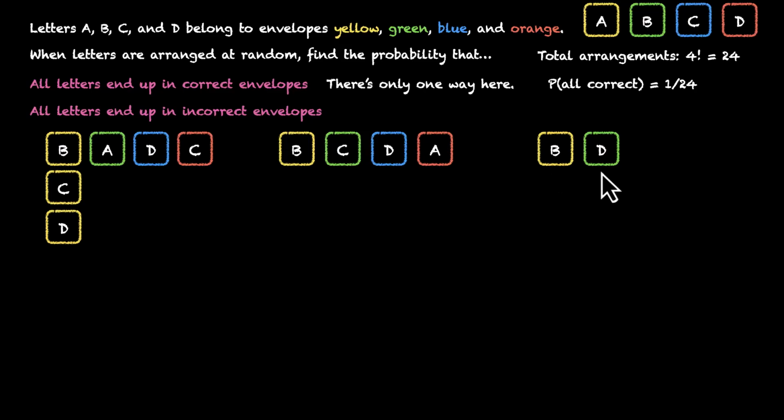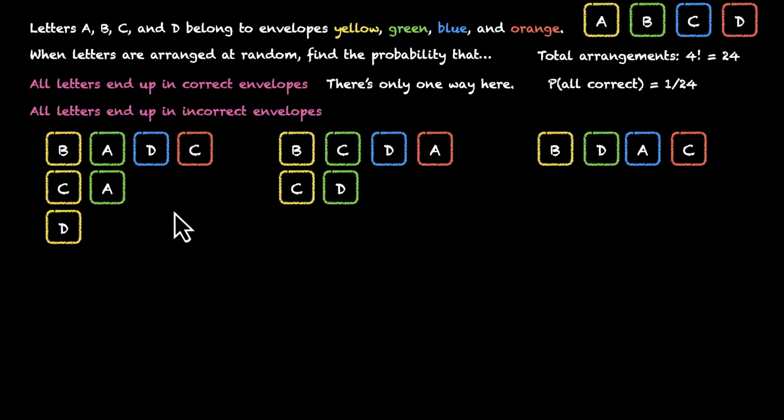Then we have B, D, A and C. C can't be third, so A is here and C is at the last. B, D, A, C. Moving on, if we start with C, the next one can't be B. It could be A or it could be D. If we have C, A, we're left with B and D. The last one can't be D, so D is here and B is here. C, A, D, B, all incorrect.